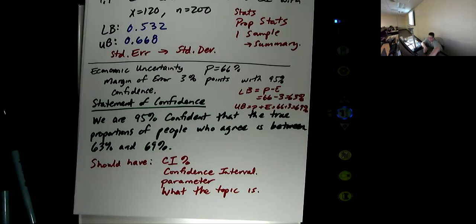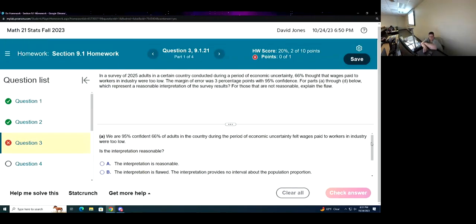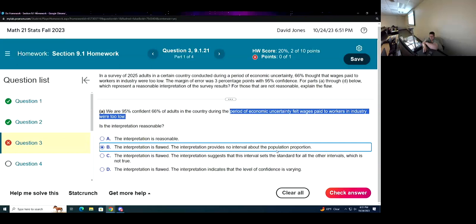All right, you guys ready to go over and look at the statements? So the first statement they give us is we are 95% confident that 66% of adults in the country during the period of economic uncertainty felt wages paid to workers in the industry were too low. So this whole period of economic uncertainty, that's my topic. They tell me the confidence level, the 95%. This is clearly a proportion, but it's not an interval. They didn't give us a range. So this interpretation is flawed. There's no interval range here. The interpretation provides no interval about the population proportion.